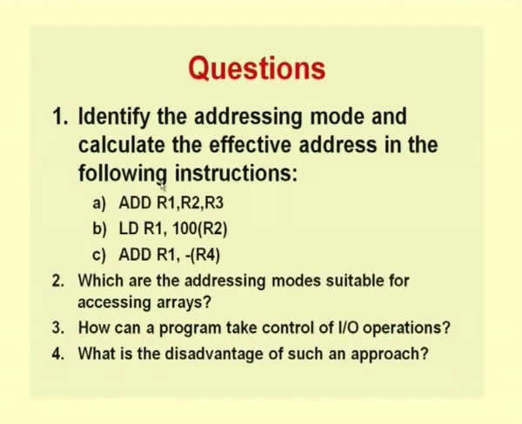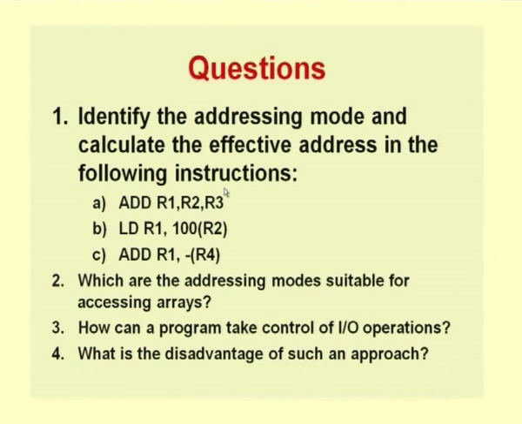So, some questions to review the contents that we have looked at today. Question number 1, identify the addressing mode and calculate the effective address in the following instructions: A, add R1, R2, R3; B, load R1, 100 of R2; C, add R1, minus of R4. Question number 2, what are the addressing modes suitable for accessing arrays? Question number 3, what will be the effect of a shift right operation on a register with value 1100? Question number 4, what does the JNZ, jump not 0, instruction do?